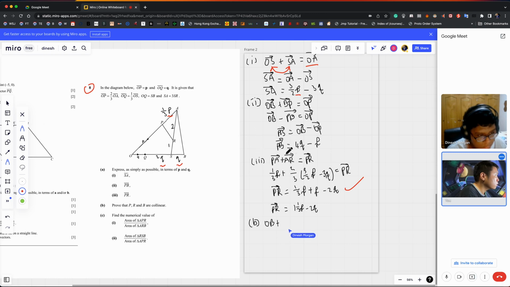PRB. How to prove PRB collinear? I need to prove that they're parallel. I need to get the K.